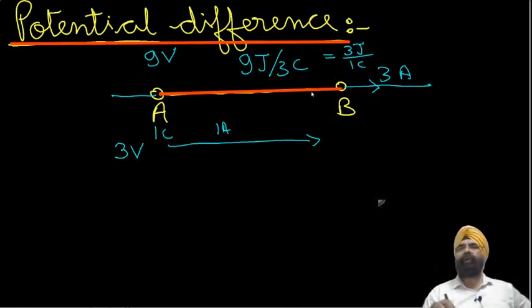So what is the potential difference? The potential difference across these 2 points will be, if 1 ampere current flows, then only 3 volts is required. Got it? Which means 3 joules of energy is needed by each coulomb of charge to travel from A to B. No, you don't need to remember.